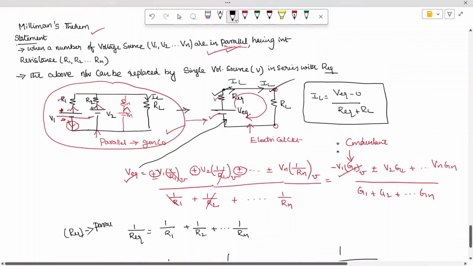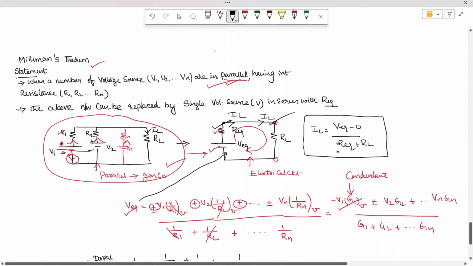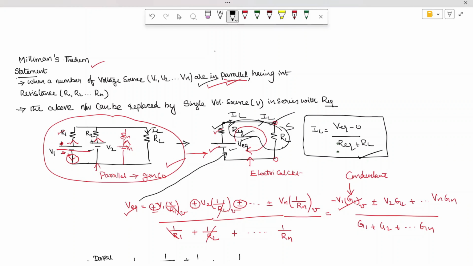Okay, so hope you are able to understand. Millman's theorem is generally used when you have multiple sources connected in parallel and they have internal resistances R1 and R2. They can be converted into a simple circuit consisting of V equivalent and R equivalent, and this is the procedure of solving. For the formula for IL, the total voltage is V equivalent minus 0, divided by R equivalent plus RL, because you can see these two are connected in series. Hope you are able to understand the problem. Let's try to solve some problems and you can understand better.